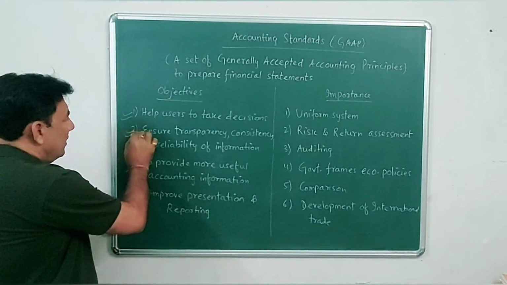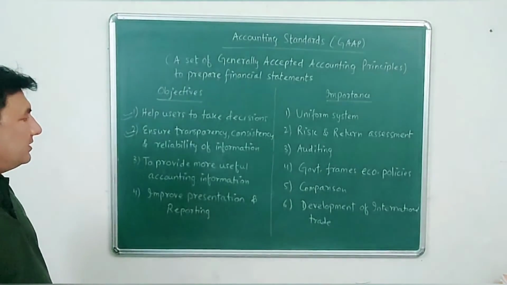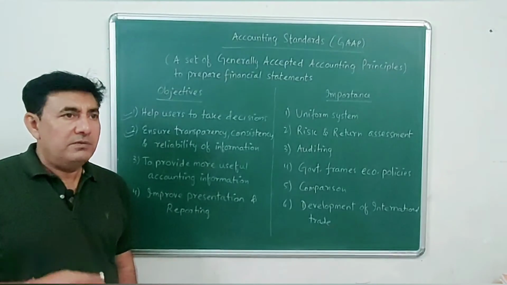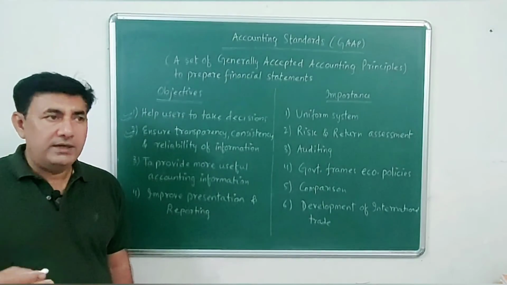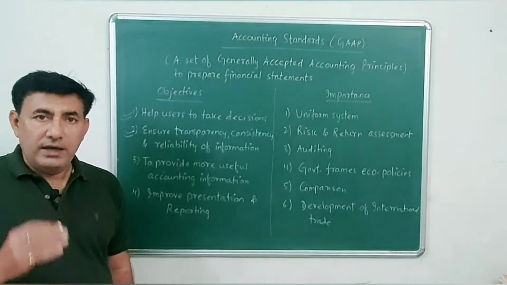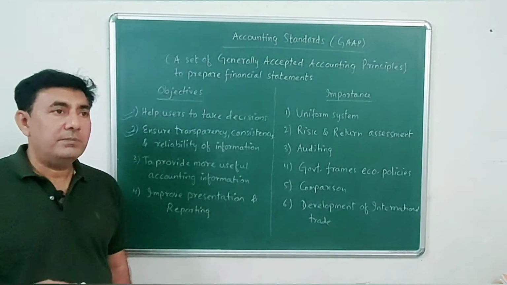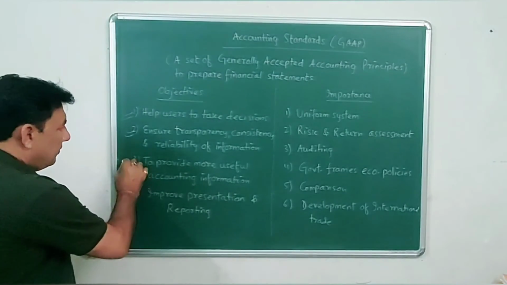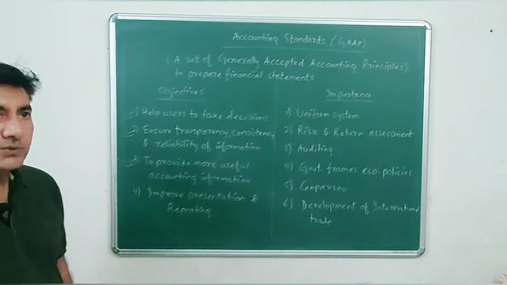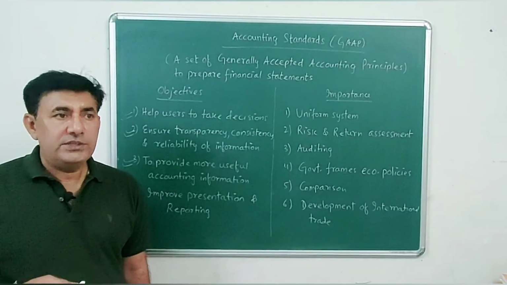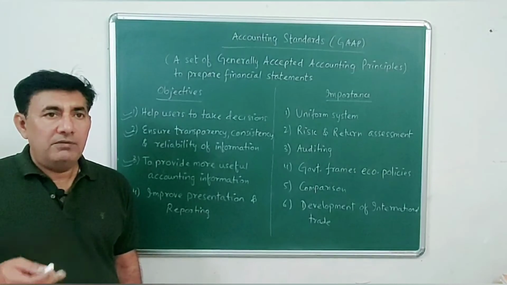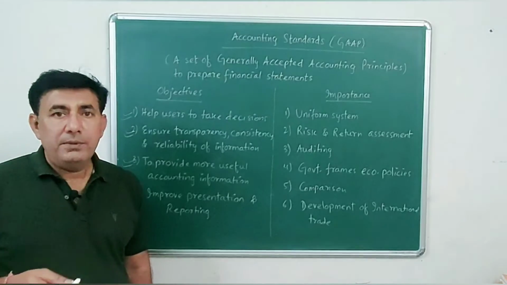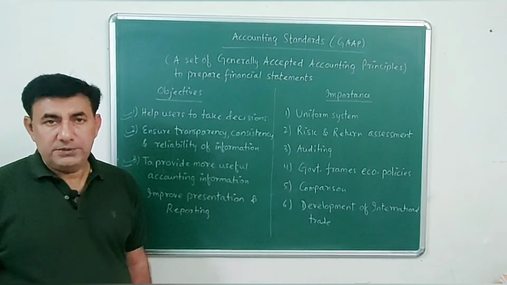Then comes the second objective, which is to ensure that there is transparency, consistency and reliability in the accounting information. Whatever information is provided by the accountants should be reliable, authentic, correct, so that management can take decisions based on it. Then, to provide more useful accounting information, which is more useful to the management and to the company. So every accountant should try to collect more reliable and more important information.